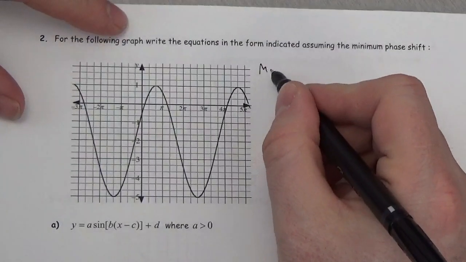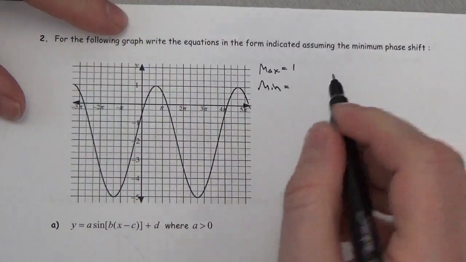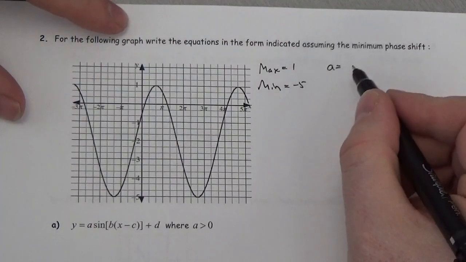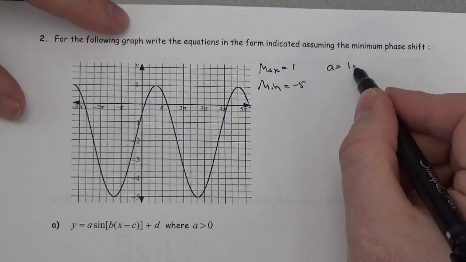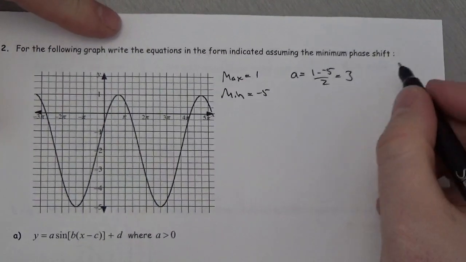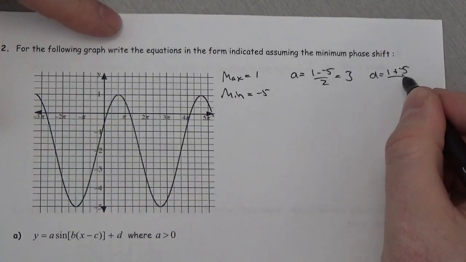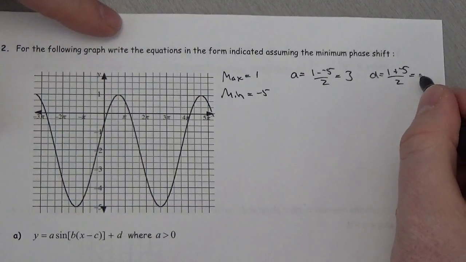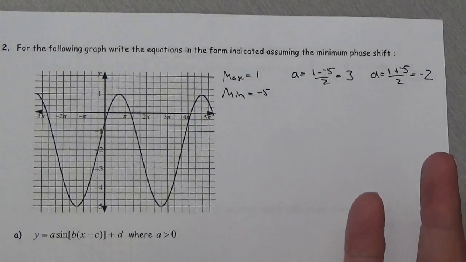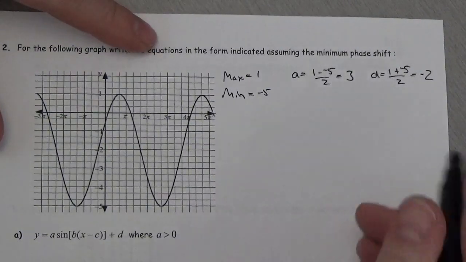But my maximum in every case is going to be 1. My minimum, no matter how I look at it, is negative 5. So as soon as I do that, I know that my a value, which is going to be the maximum minus the minimum over 2, is going to be 3. The d value, which is going to be the maximum plus the minimum over 2, well, that's going to be negative 2. Okay, so right away, just knowing the max and the min, I already know 50% of the problem. I know the a and the d value.